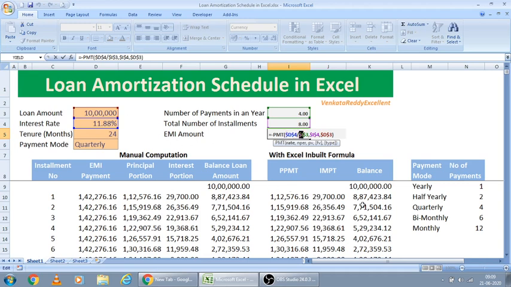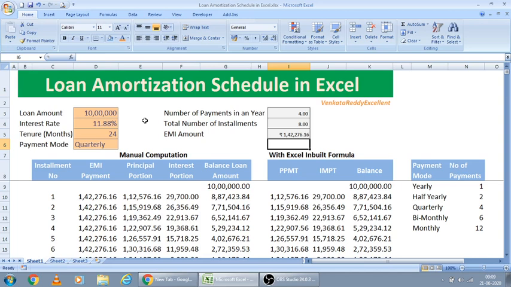divided by the number of payments in a year. I am just putting 4. And NPER means total number of installments, which is I4 here. And PV means the loan value, loan amount. I have linked it to D3. So based on that, Excel will calculate the EMI amount per installment.